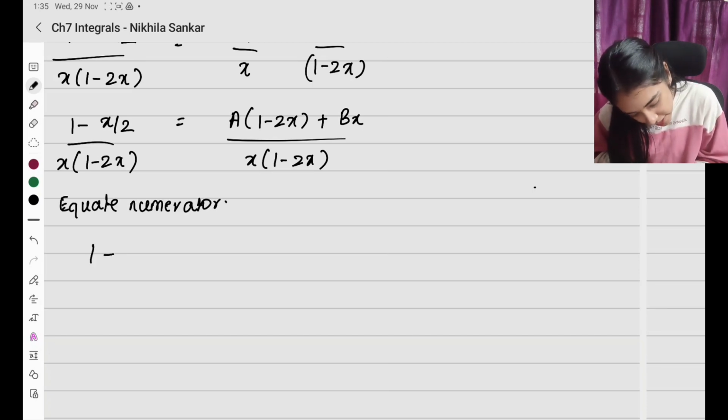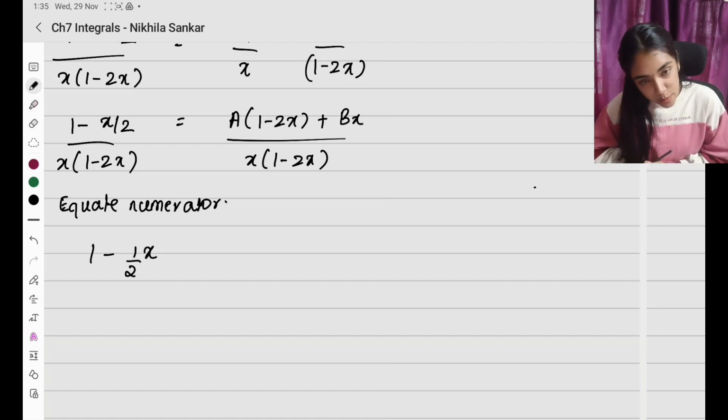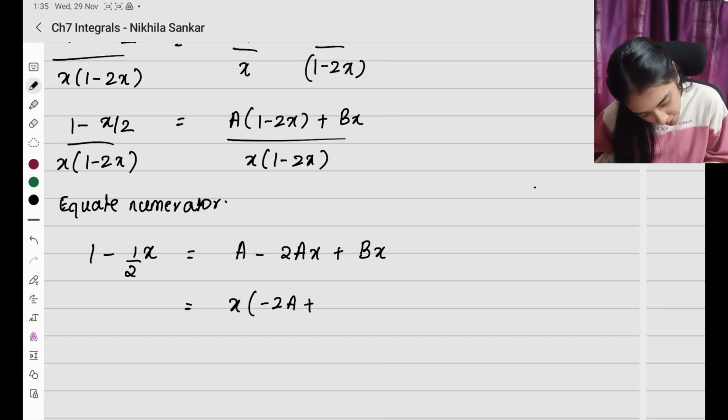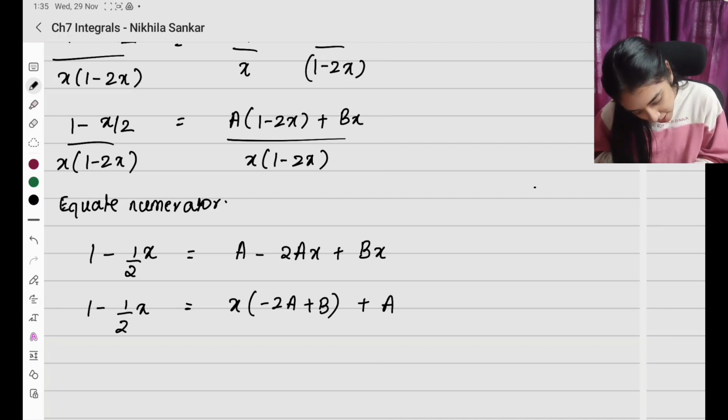So I have 1 minus 1 by 2x, other than x by 2. So 1 by 2x equals, when I multiply inside, a minus 2ax plus bx. Clubbing the x coefficients, I have x into minus 2a plus b plus a. In the book, it is 1 minus half x. So when I equate, I have minus 2a plus b is minus half, and a value is simply 1.